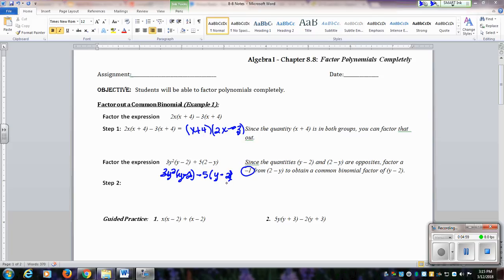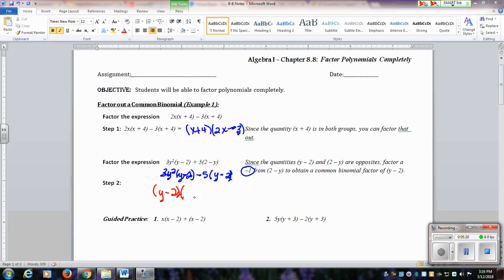This multiplication gives us the same result as this multiplication. So all we've done is work it to where we have a common factor of y minus 2 and y minus 2. Now we can take that y minus 2 and pull that out front.